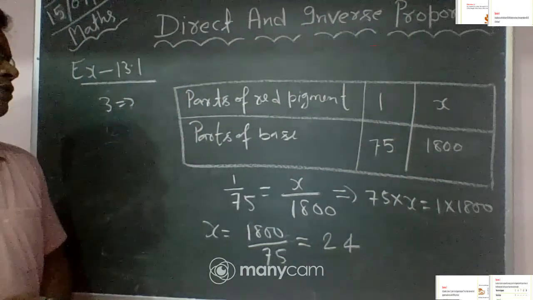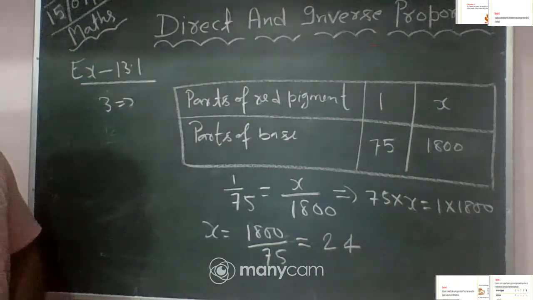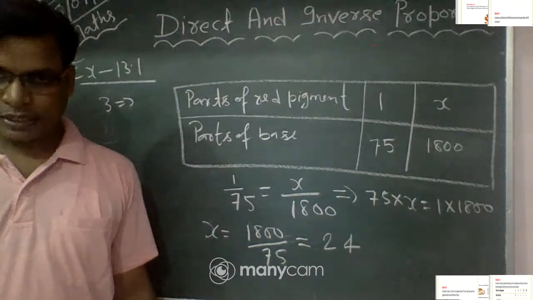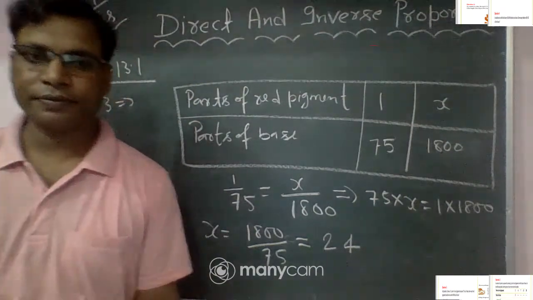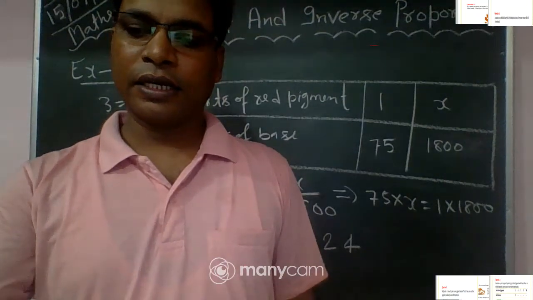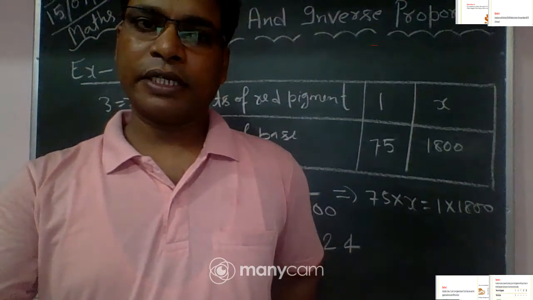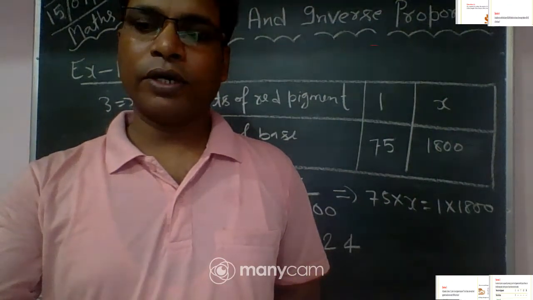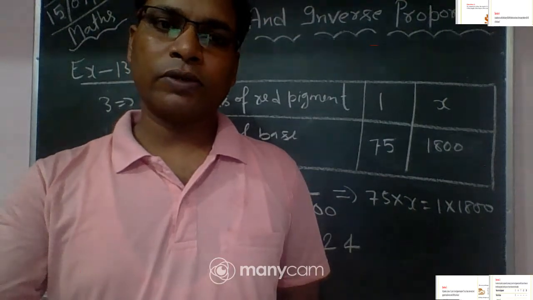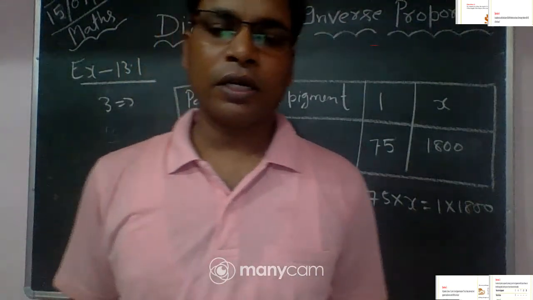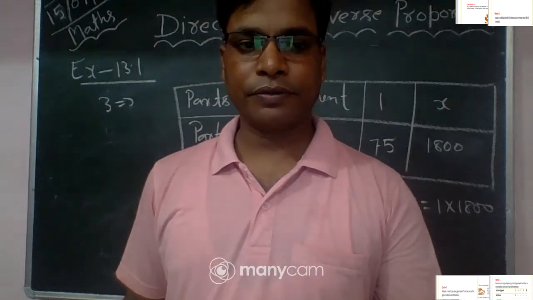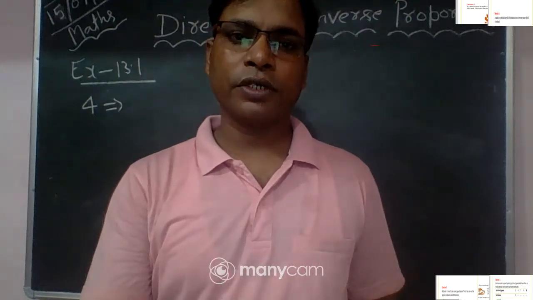It means that 24 parts of red pigment are required for 1800 parts of base. Clear? Hence, we can say that with 1800 ml of base, 24 parts of red pigment should be mixed. Okay, so I hope all of you understood this question. Now we are going to solve the next question, question number 4.